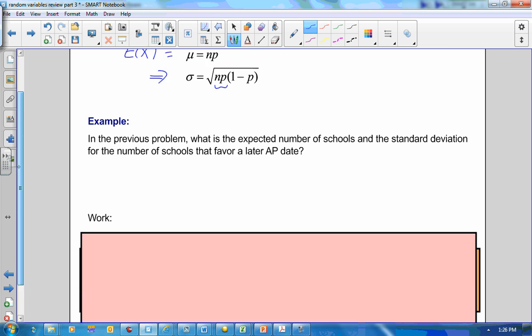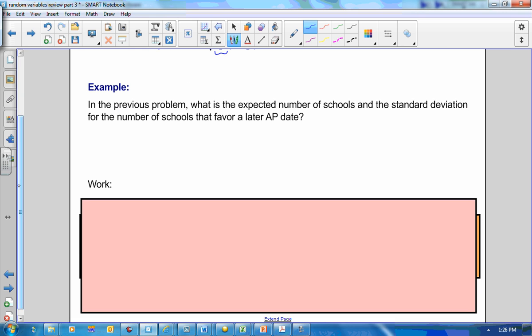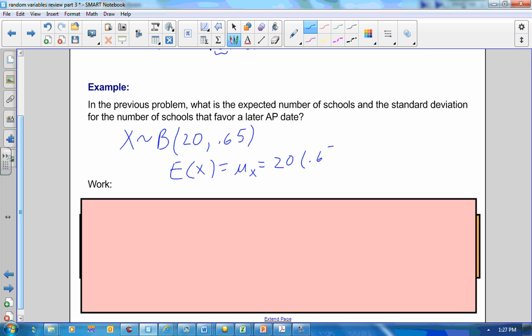So let's look at an example. So in the previous problem, we said, what is the expected number of schools and the standard deviation for the number of schools that favor a later AP date? Well, we knew that the distribution was binomial with n 20 and probability of success 0.65. So our expected value, E of x, or mu of x, will equal n times p. Our n was 20, our p was 0.65.